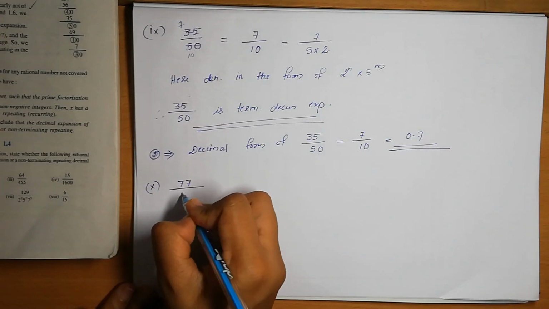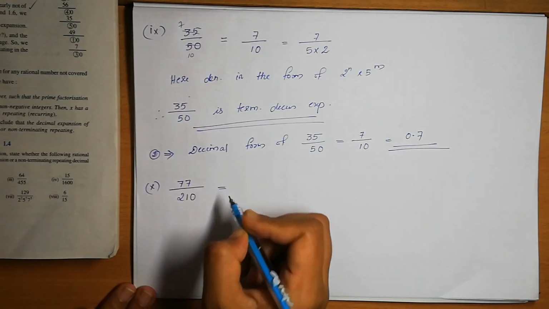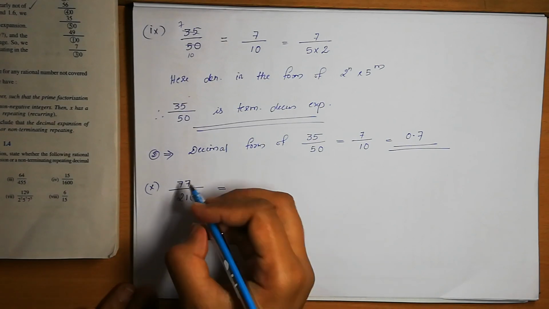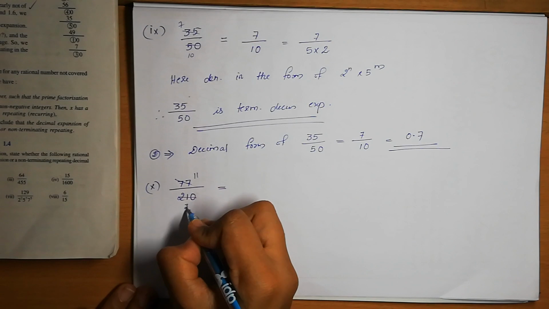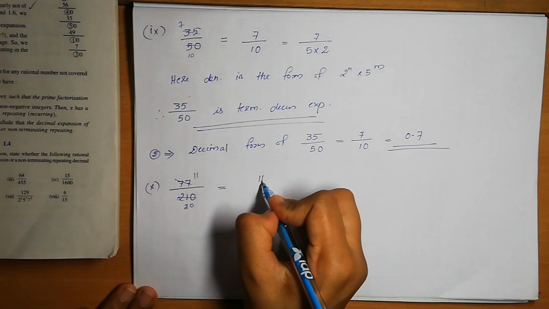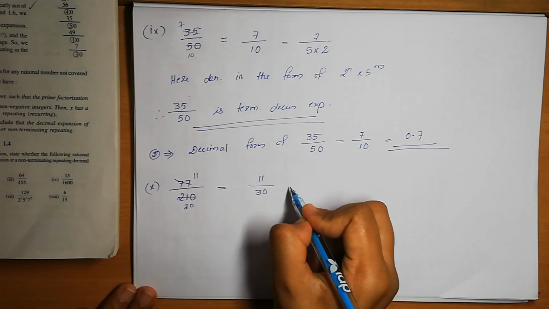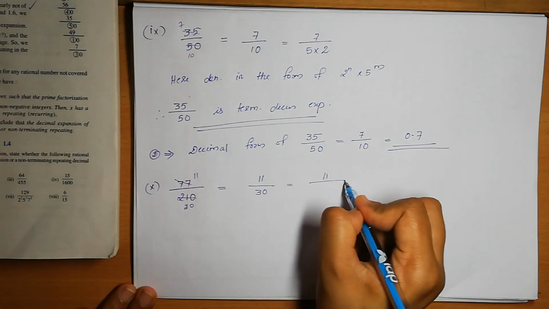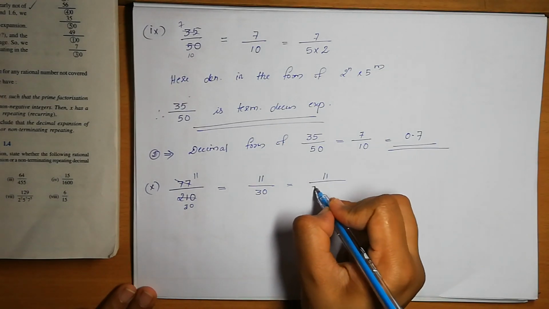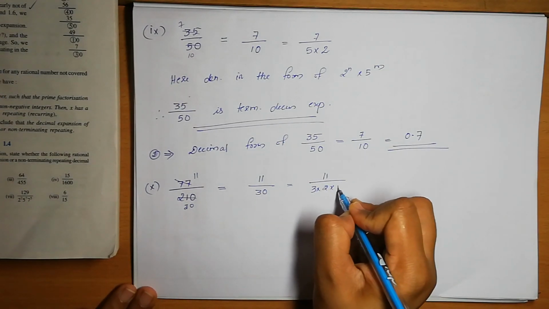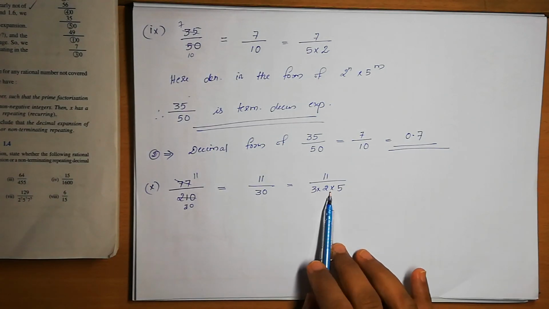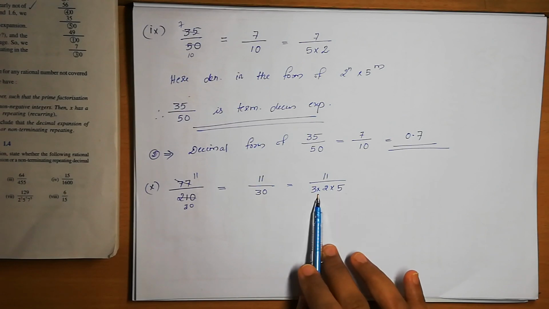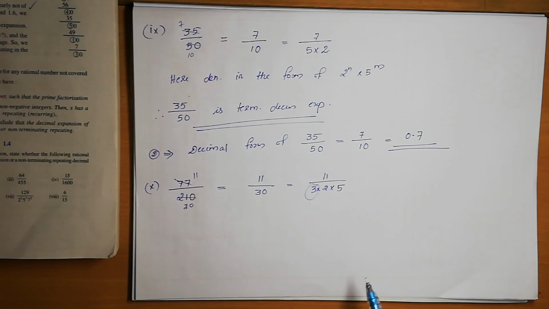77 by 210. This one also we can cancel with the 7. 11 7s are 77, 7 3s are 21, 30. So 11 by 30. This one we can write as 30 means 6 into 5, 6 means 3 into 2 into 5. So here we can say that the denominator is not in the form of 2 raised to n into 5 raised to m. Why? Because an extra 3 is there.